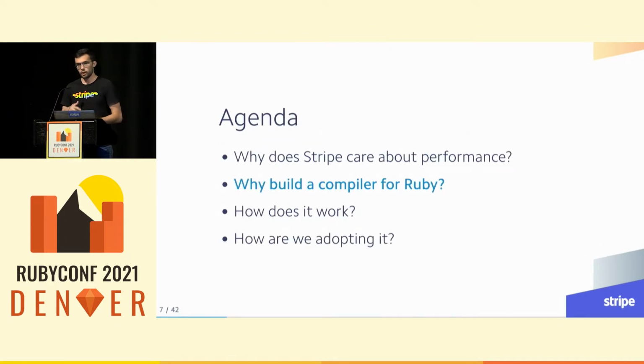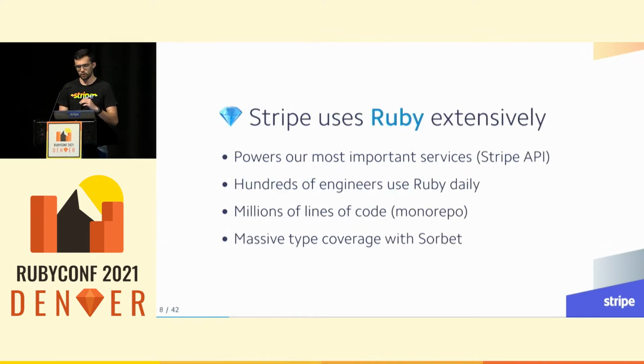So that's a little bit about why Stripe cares about performance, but that doesn't really answer the question of why we think we need to build a compiler for Ruby to address that performance. Some more background is Stripe uses Ruby extensively. It powers our most important services, including the Stripe API. Hundreds of engineers are writing Ruby at Stripe daily, amounting to editing millions of lines of code that's organized in a monorepo. And one key note here is that Stripe's Ruby is very, very heavily typed.